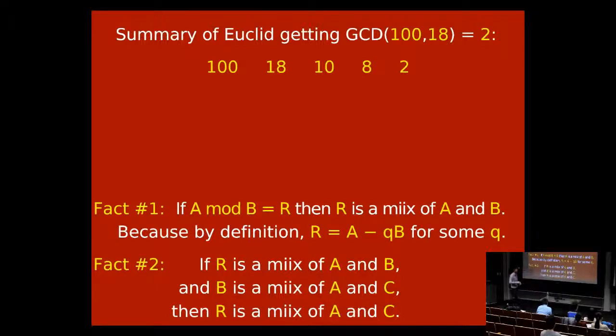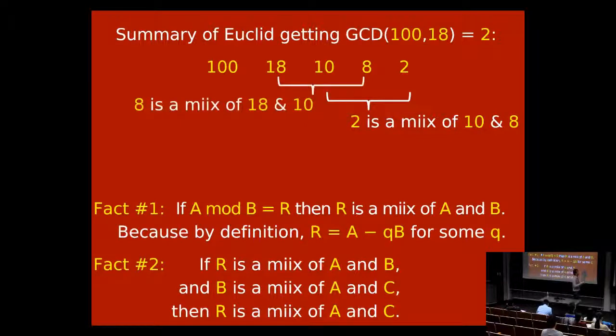Now let's take these 2 facts and apply them to this chain going right to left. At the end of this chain, we have that 2 is 10 mod 8. So by fact 1, we know 2 is a mix of 10 and 8. Now, but what about 8? 8 was 18 mod 10. So we also know by fact 1 that 8 is a mix of 18 and 10. But now 2 is a mix of 10 and 8, and 8 itself is a mix of 18 and 10. So 2 is a mix of 18 and 10 by fact 2.